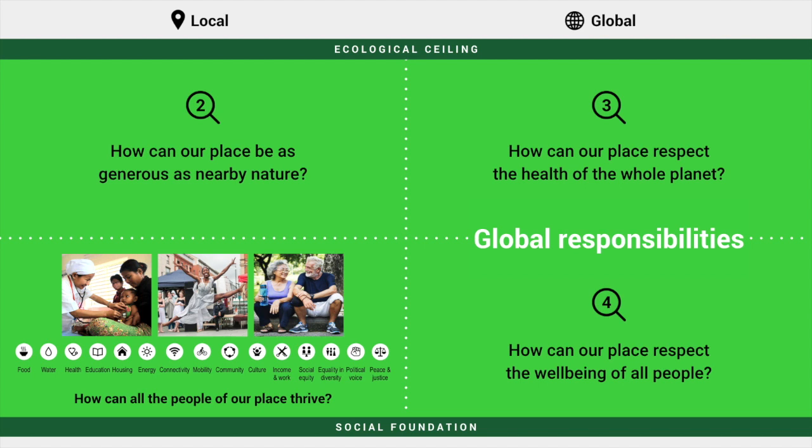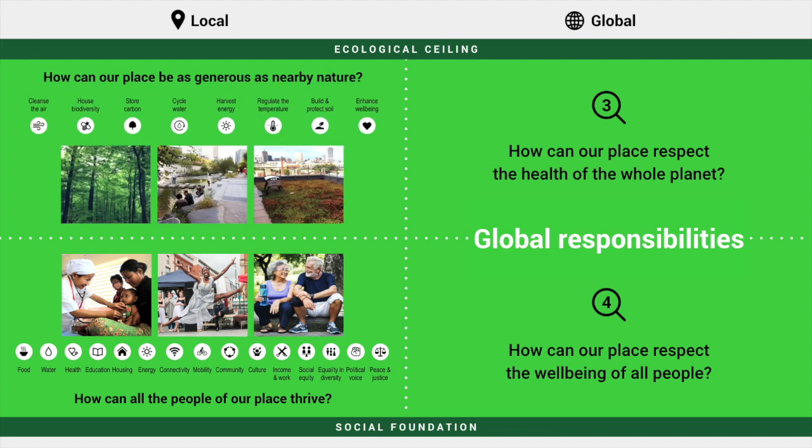And this lens draws on biomimicry thinking. We can go to the nearby wildland next door, the healthy ecosystem intact. It could be a forest or a wood. It could be a wetland or the coast. Go and see how nature in this place has learned to be generous and continually produce conditions conducive to life. Because in every locality, nature has a genius. She's learned to cleanse the air and house biodiversity, to store carbon, to cycle water, harvest energy, to regulate the temperature, to build and protect soil and enhance our well-being.